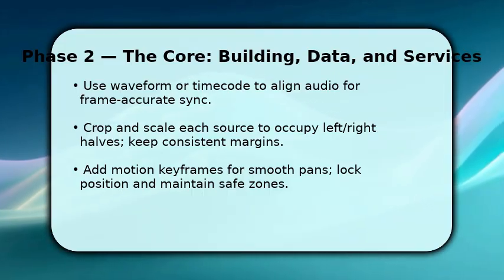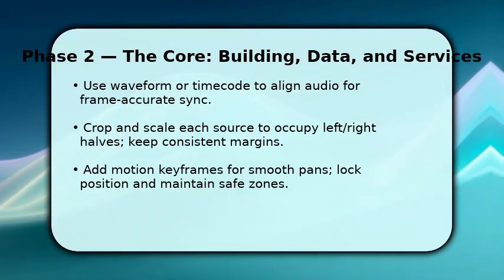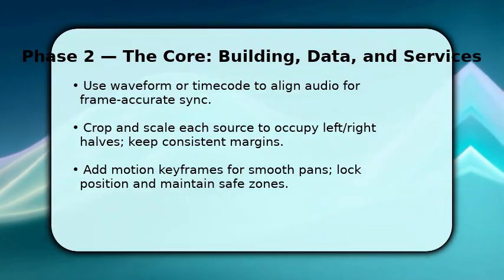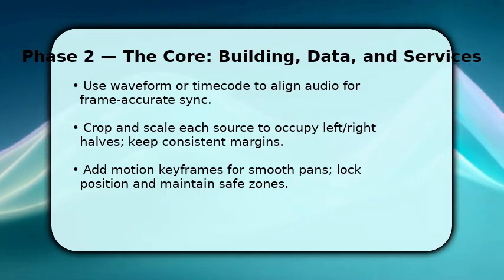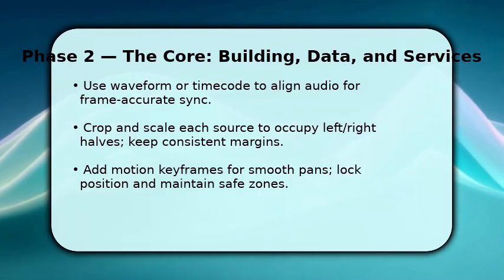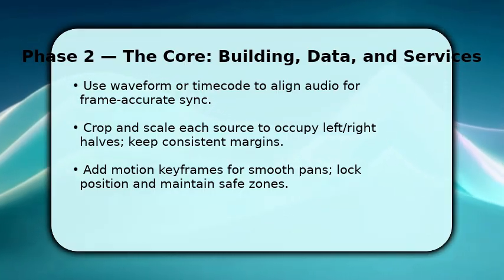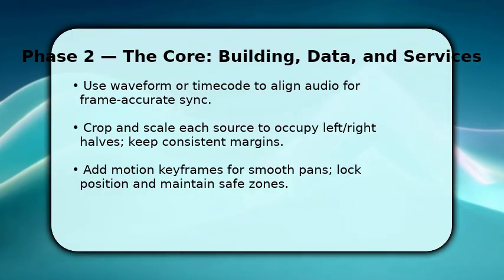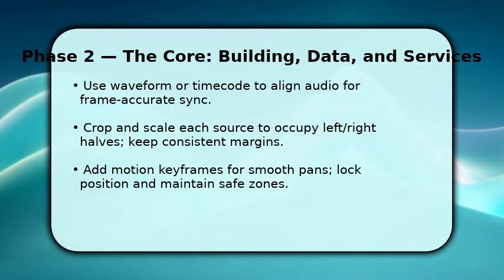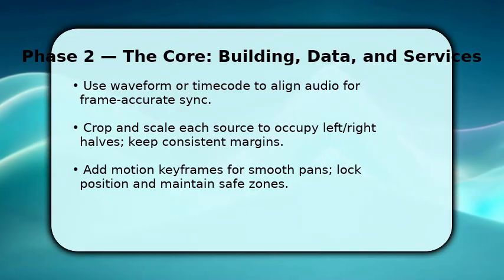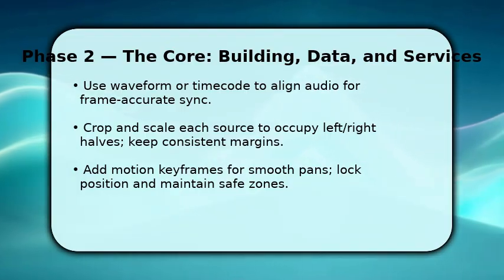Once synced, crop and scale each source so they occupy left and right halves, maintain equal margins, and confirm safe text zones. Apply position keyframes only when you need slight pans, otherwise lock transform to avoid jitter. Make sure both sources share the same color grade and exposure. This creates visual unity. Finally, group the two tracks so later edits apply to the pair without breaking sync.